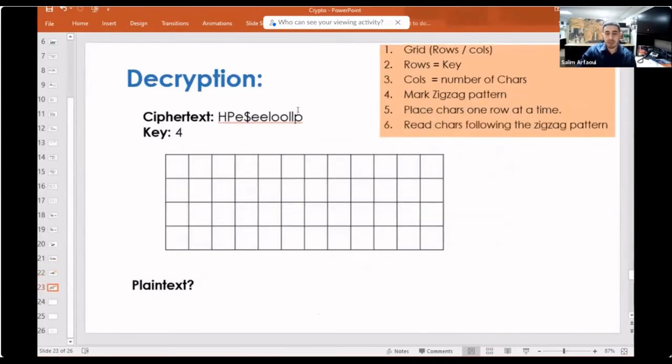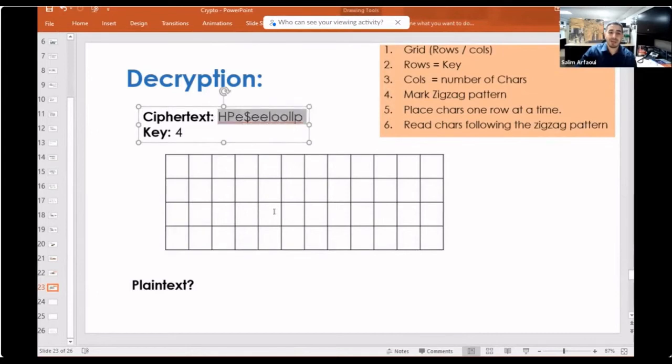So let's take a look here. Now we're going to do decryption, and we're going to decrypt this ciphertext. The decryption algorithm is a little bit similar to the encryption. However, there's one step that is different. So we, the recipients of this message, were given this key value, which is 4, which means that we are creating a grid of 4 rows. Now we need to determine the number of columns.